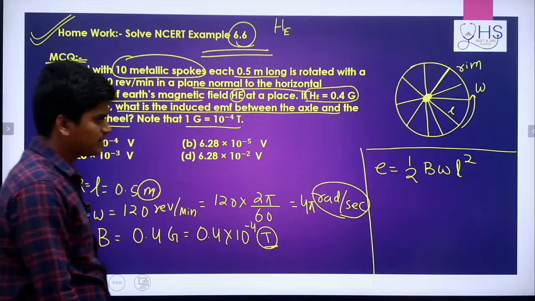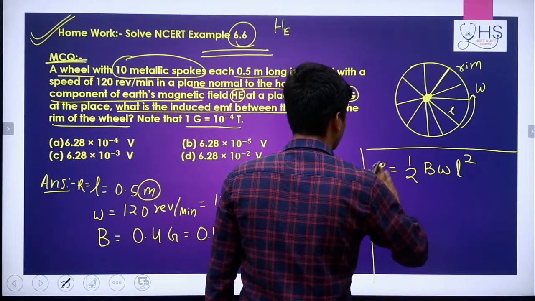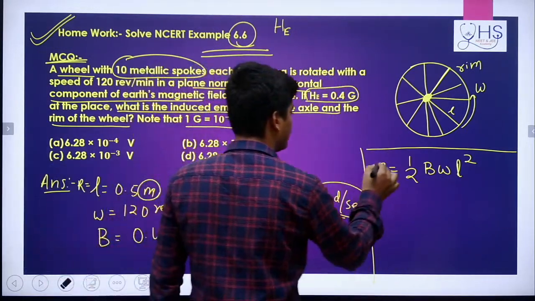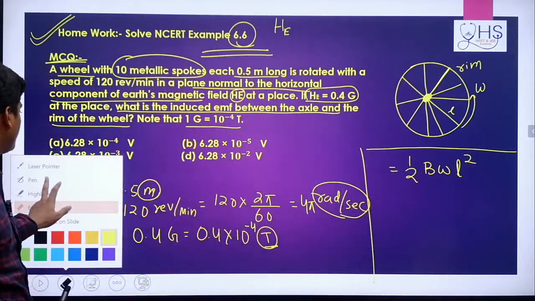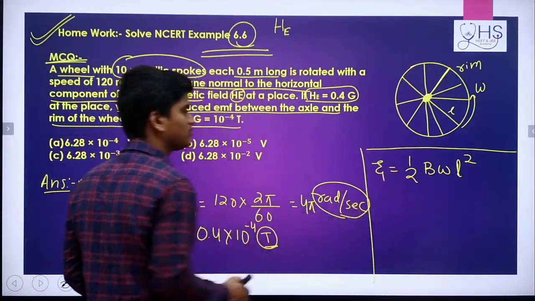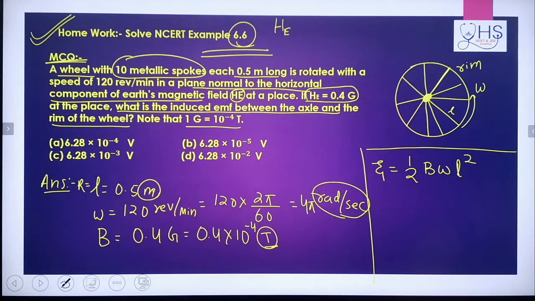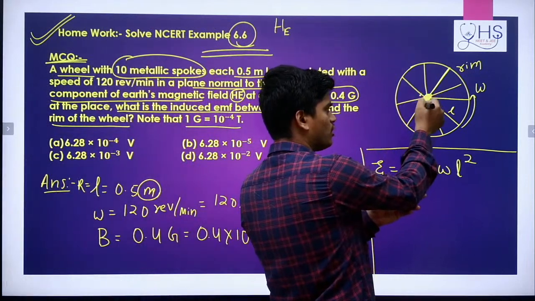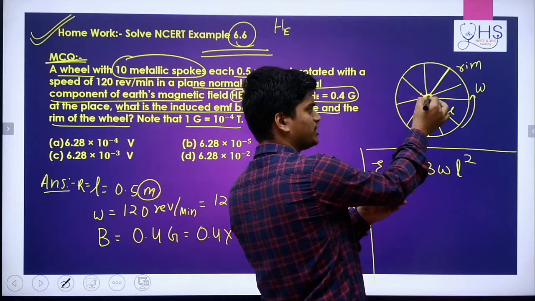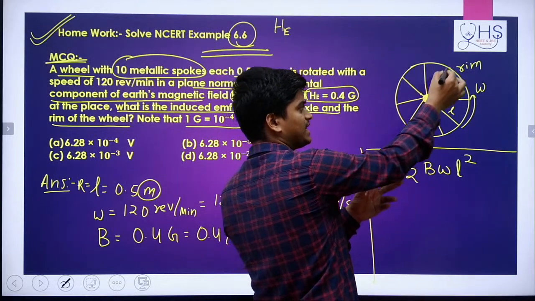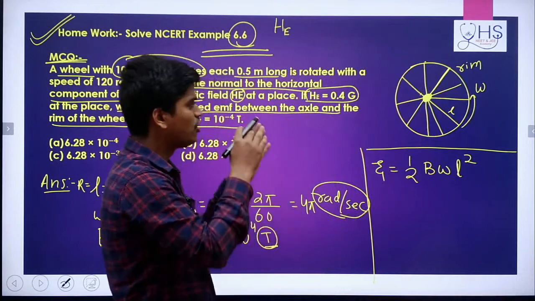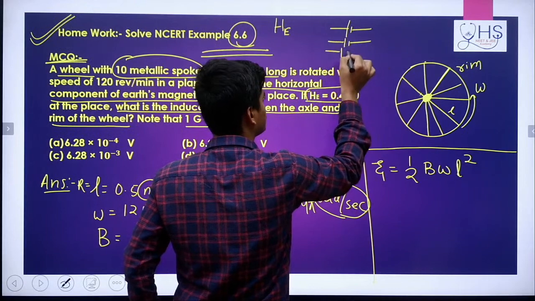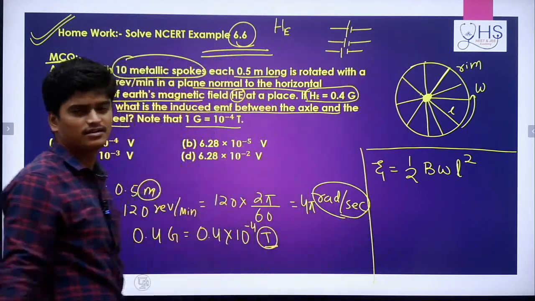So you can ask here, sir, this induced EMF is for one conductor, we took one conductor basically. But in this question they have given 10 conductors. Should we multiply by 10 here to find the total EMF? It's not like that. Because you see, each and every conductor has one end connected to the axle and the other end connected to the rim. So that means all these cells are in parallel connection. Remember like this. All cells are in parallel connection.